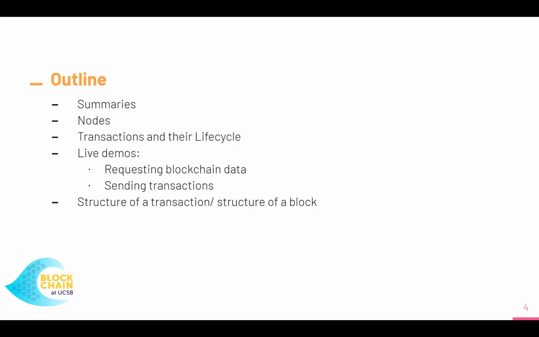The outline for today, we're going to be looking at summaries of past courses. So when we talk about those during today's lecture, hopefully you can still understand what we're talking about. We're going to be looking at nodes and their role in blockchain. We're going to be looking at transactions and their life cycle. We're also going to be going through some live demos, actually interacting with a node. So that'll be cool. And then we're going to be going over the structure of a transaction and the structure of a block.